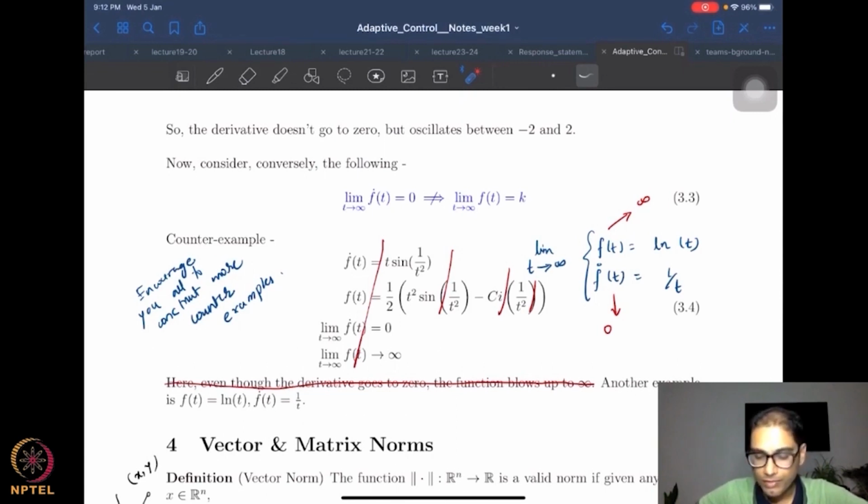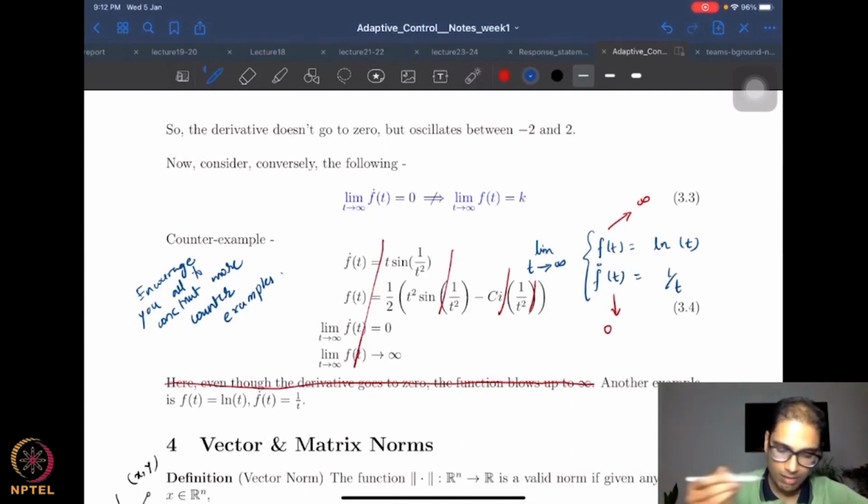Again, if you note, this function is nicely behaved everywhere except at the origin. So remember that we are only interested in the behavior, at least as far as asymptotic analysis is concerned, at infinity, that is at very, very large time. We're not really interested in small time behavior. Therefore the function not being well defined at the origin should not matter so much. I can always tweak the function so that it's well behaved at the origin and everything goes through.